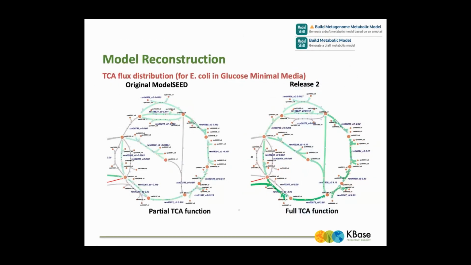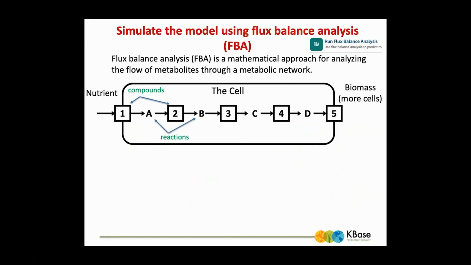So this is a TCA cycle map that shows that previously in our models we weren't able to capture all the pathways and their fluxes. This is just one example, but across the models now we are able to capture pathways, and we can accurately predict the flux distributions with these improved efforts in our model construction pipeline.